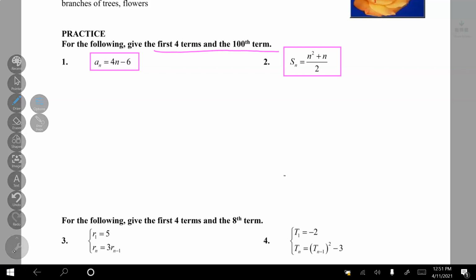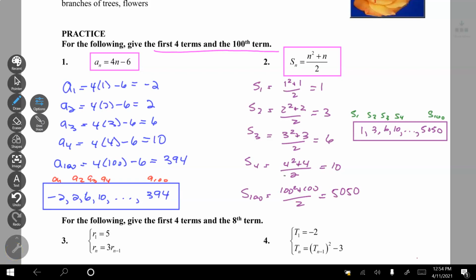On number 1 and 2, we have explicit formulas where I have n is my variable, and I'm going to plug in, I want to find the first 4 terms. That means I'm going to plug in the numbers 1, 2, 3, and 4. I also want to find the 100th term, so I'm also going to plug in 100. And like I said, you could do this pretty much by hand, or you can use your calculator. We're going to use a calculator a lot for this unit, so don't be afraid to use your calculator. And I'm going to show you how we do all this.